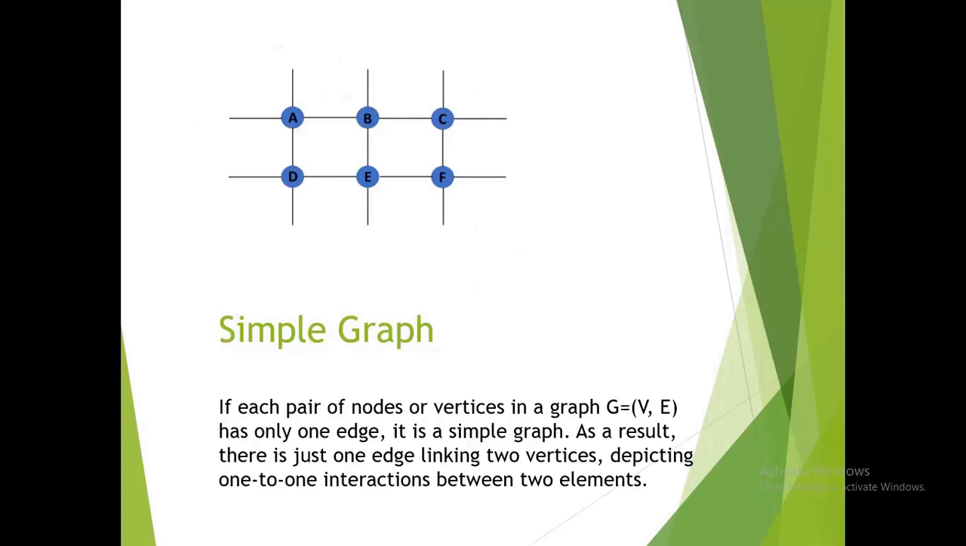Next type of graph, simple graph. If each pair of nodes or vertices in a graph has only one edge, it is a simple graph. As a result, there is just one edge linking two vertices, depicting a one-to-one interaction between two elements.